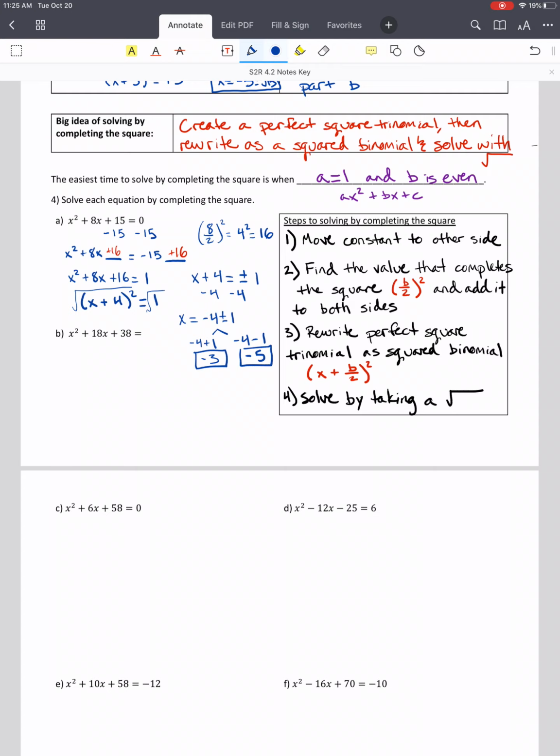We're just going to do a few more examples now. We'll do it again with part B. We're going to set that equal to 0, by the way. Okay, so I'm just going to follow these steps. First, I'm going to move the constant to the other side. The reason I'm doing that is just to make it a little bit easier for us to find that value that completes the square.